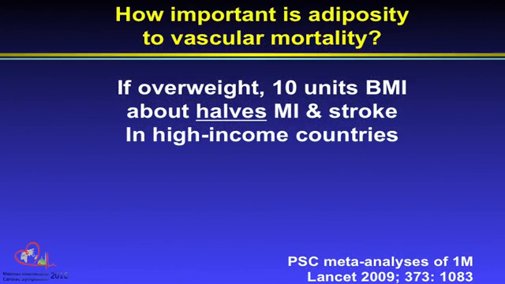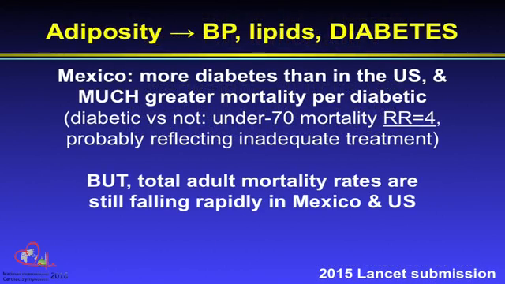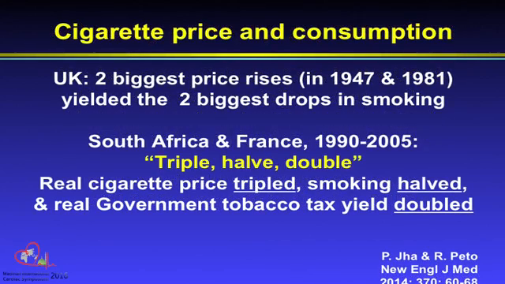And overweight, we talked about it, a 10-unit increase in BMI, and in the data Khalid showed us 60% of people in Saudi are obese, another 28% are overweight. So this is an important message for this country. And so, as I told you, in Mexico, more diabetes in the US and much greater mortality, relative risk of 4, and it requires inadequate treatment.